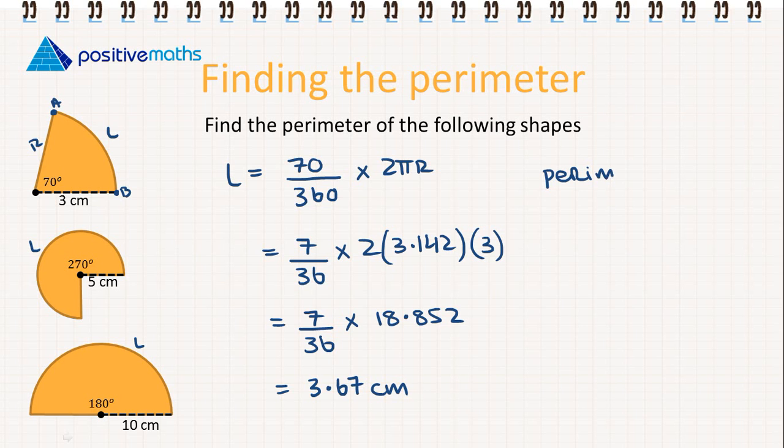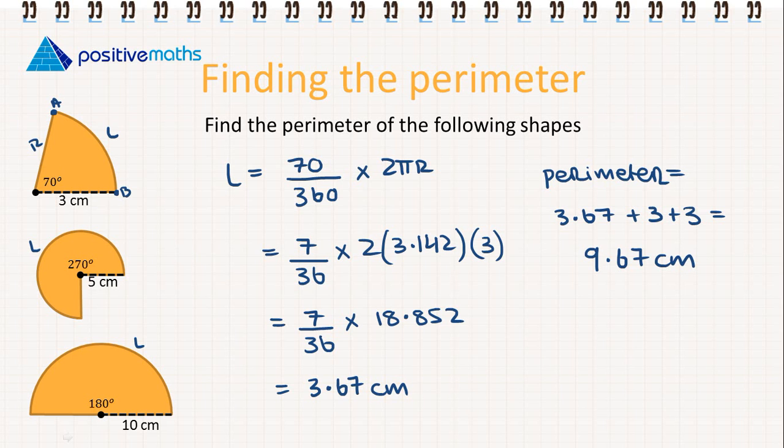To find the total perimeter, it's going to be equal to 3.67 plus 3 for the radius from B to the center, plus 3 from the center to A. So we're going to get 9.67 centimeters.